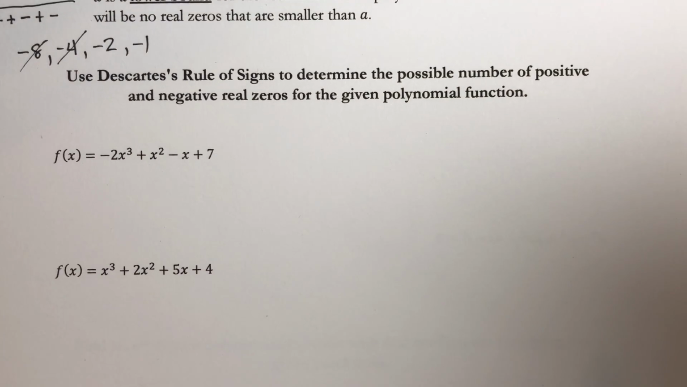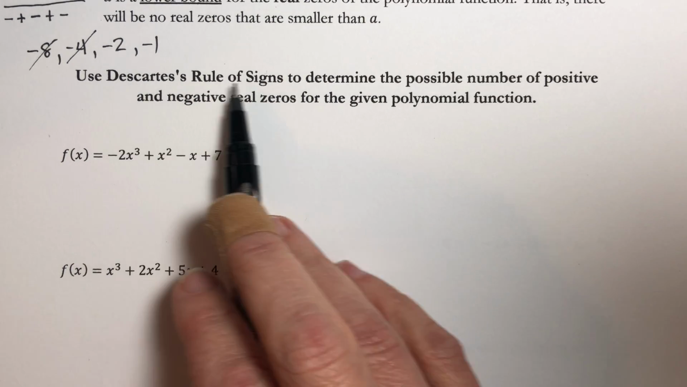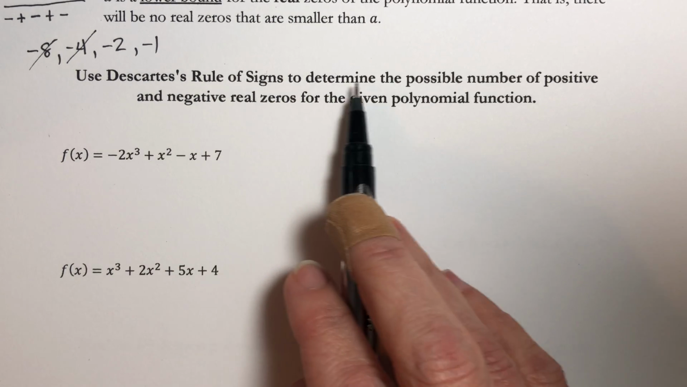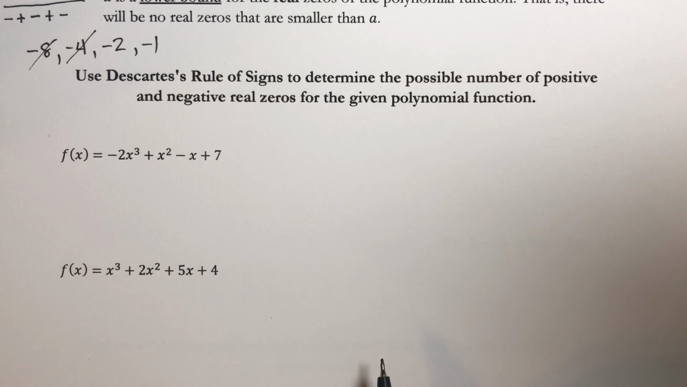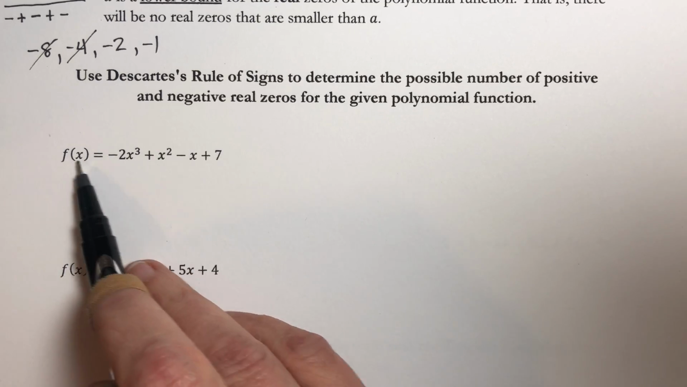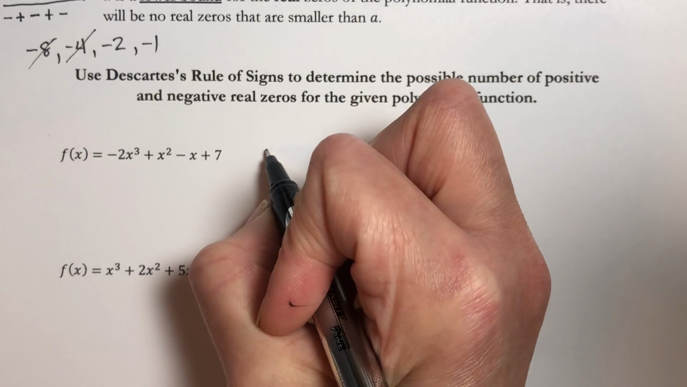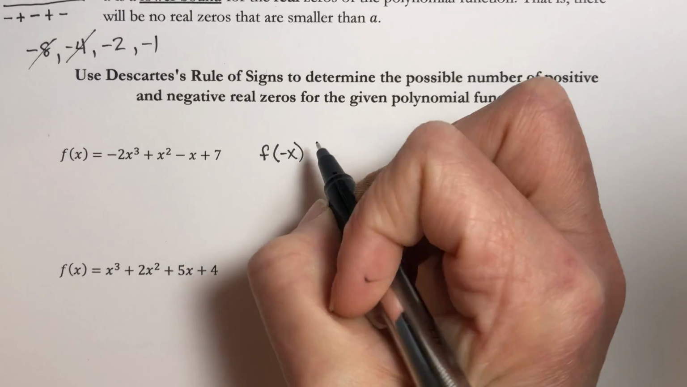Okay, so for these two problems, we are just asked to use Descartes' rule of signs and decide the number of possible positive and negative real number solutions. Now remember for the positive solutions, we just look at f of x. But for the negative ones, we need to figure out f of negative x. So let me go ahead and do that.